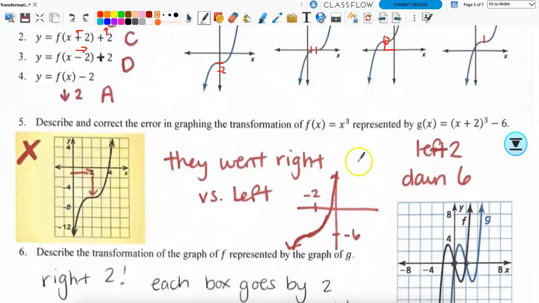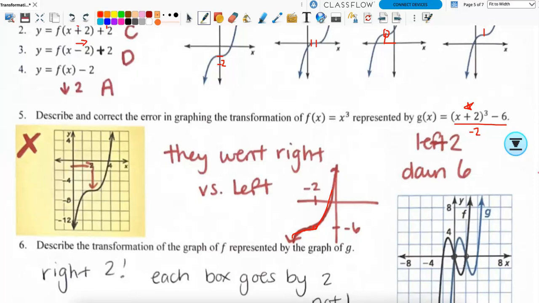On number 5, the error, they actually went to the right 2 and down 6 instead of going to the left 2 and down 6. So they went to the right versus to the left. And so remember, you've got to switch that sign to a -2, which means go to the left 2. So this is what your graph should look like, evening out, flattening out at a -2, -6, and then a cubic going up.